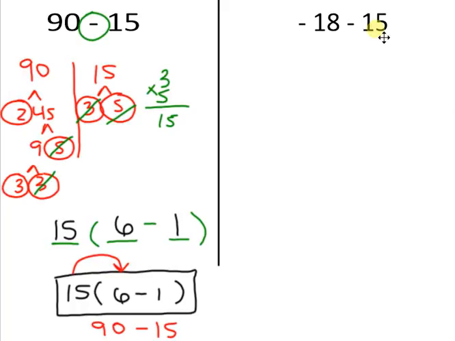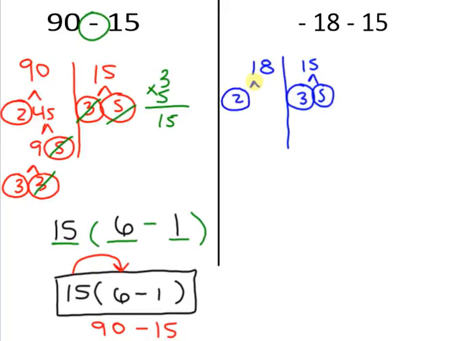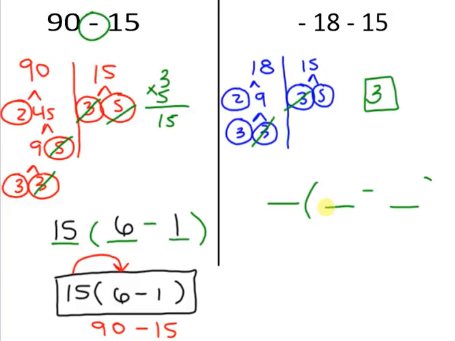Okay, here I have negative 18 minus 15. So I'm going to take 18 and 15 and find the GCF. So I have 3's that match, so my GCF is 3. I'm going to set up my lines, subtraction in the middle. So my GCF was 3. 3 goes into 18 6 times, but it's got to be negative. And then 15 divided by 3 is 5. Rewrite it so it looks a little cleaner.